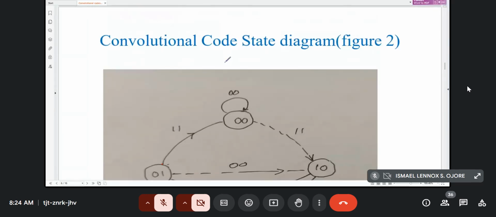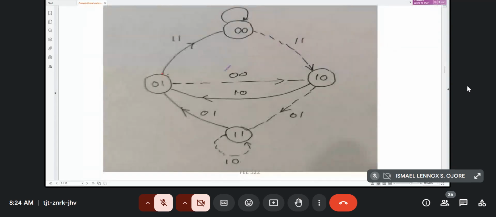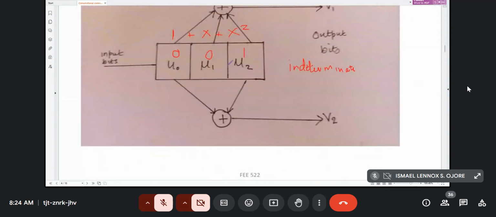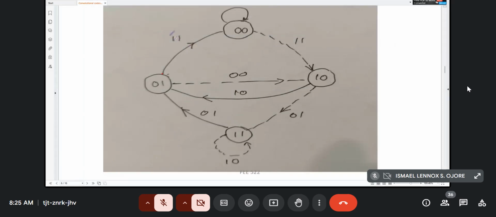And what will be the output? Let's see what will be the output. So this is 0. So this is simply 0 plus 1, which is 1. And this is 0 plus 1, which is 1. So the output will be 1. And of course, you can do that for all of them. So that makes a state diagram.